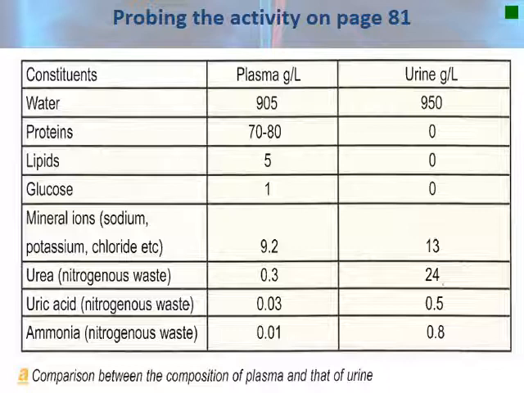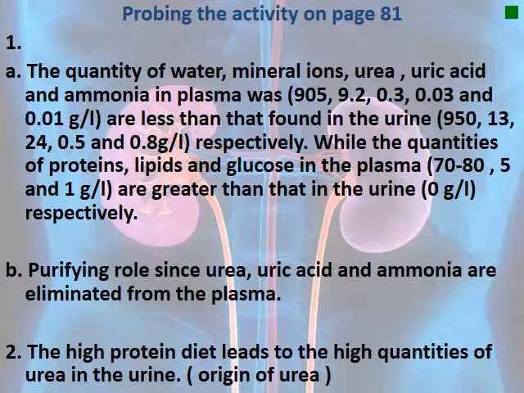This is called a comparison. Less than, greater than, or equal. So here the quantity of water, mineral ions, urea, uric acid, and ammonia was 905, 9.2, 0.3, 0.03, and 0.01 gram per liter. Here I moved them step by step, respectively. They are less than that found in the urine: 950, 13, 24, 0.5, and 0.8. So the first one for water, second for mineral ions, third for urea, fourth for uric acid, and fifth for ammonia.